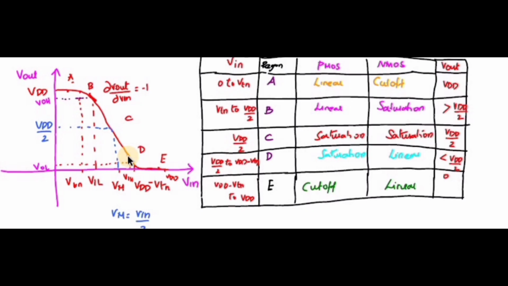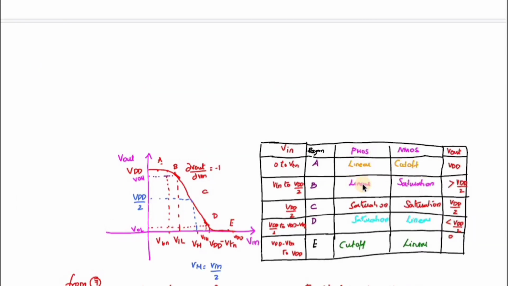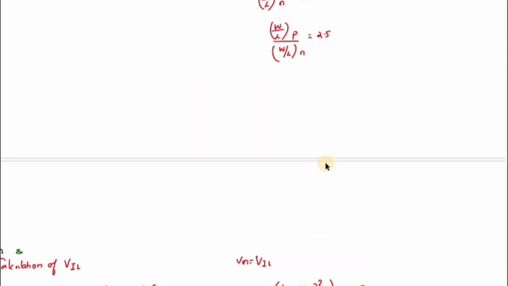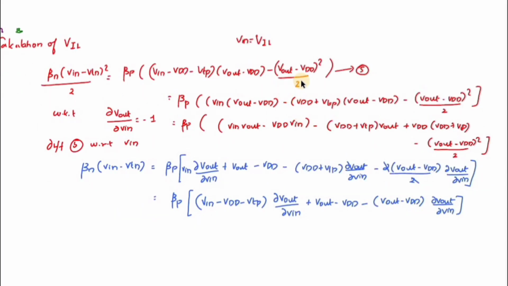So first let us discuss about the region B, where I already told you that V in value becomes VIL. And since the NMOS is in saturation, I can write it as beta n into V in minus VTN the whole square divided by 2. That is equal to beta p into, this is in linear region, so instead of VGS, I am going to substitute V in minus VDD minus VTP, into V out minus VDD, that is VDS, and minus V out minus VDD the whole square divided by 2.